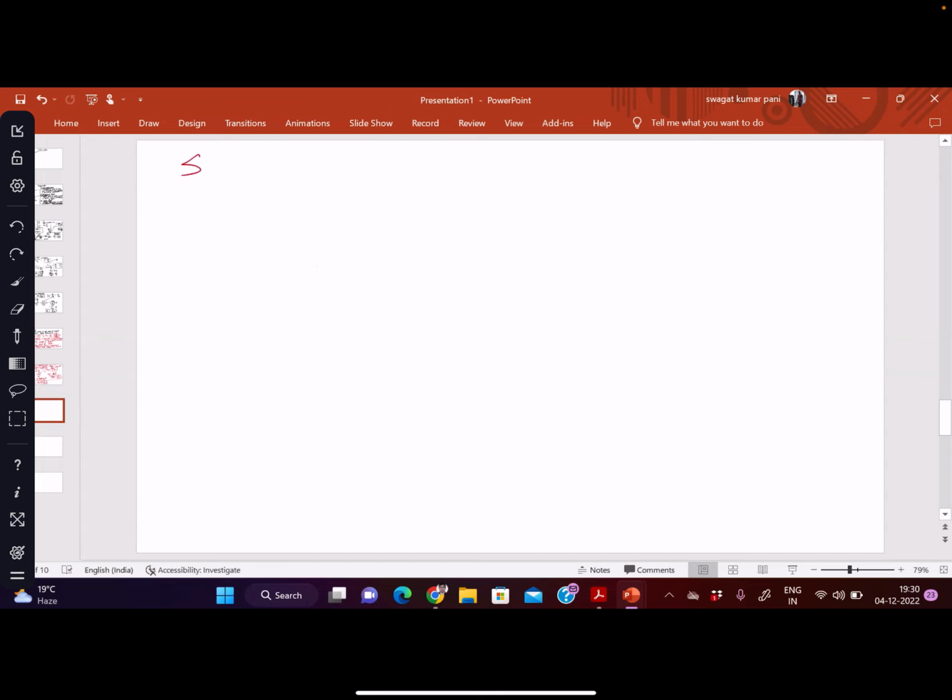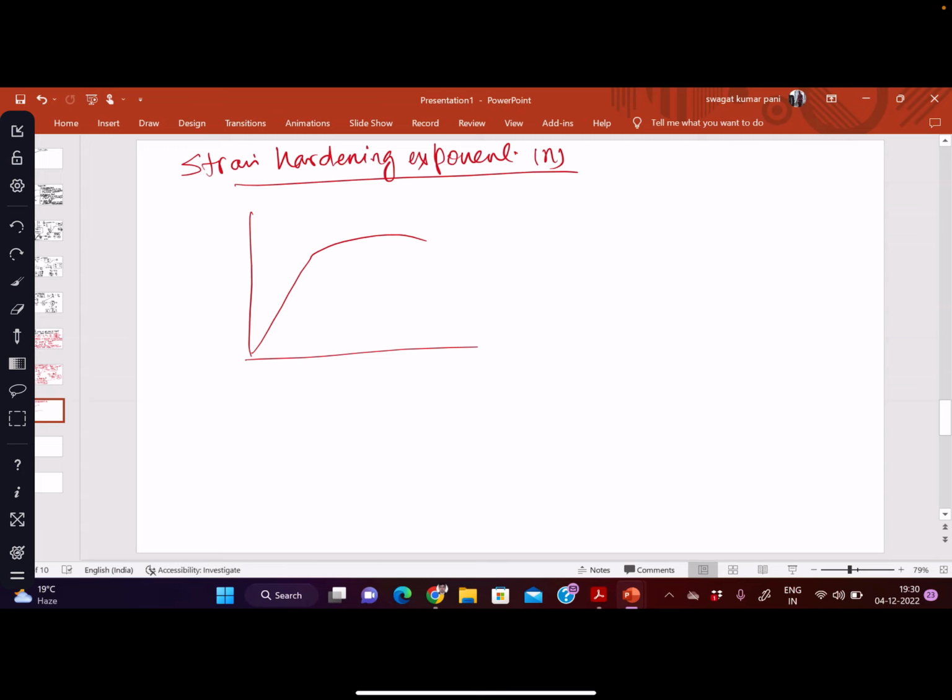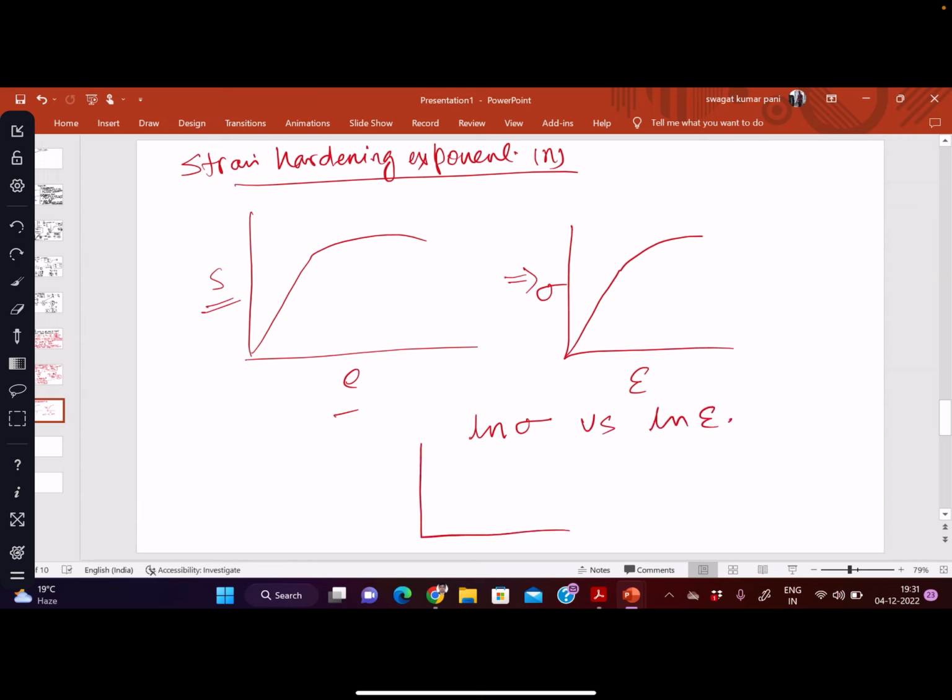So another term is there, that is the strain hardening exponent, denoted by n. What is this? If we have a stress strain curve, and it is given in engineering terms, we have to first convert it into a true stress strain curve. Then we take ln stress versus ln strain and plot this curve. This will be linear. Then the slope of this becomes n.